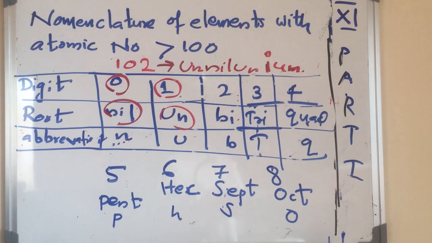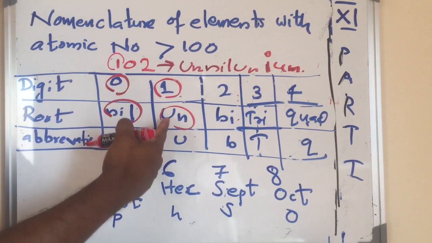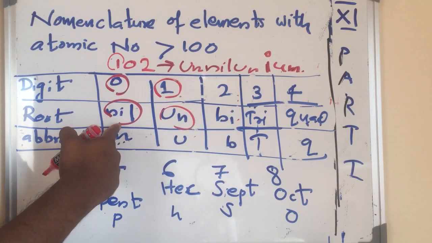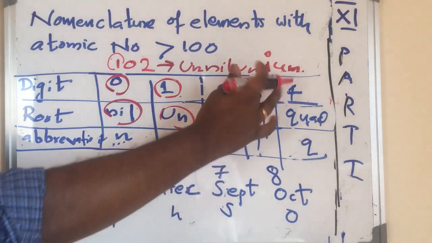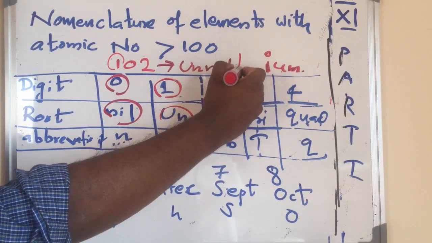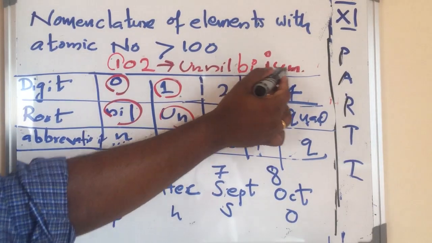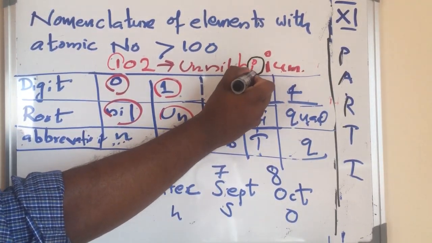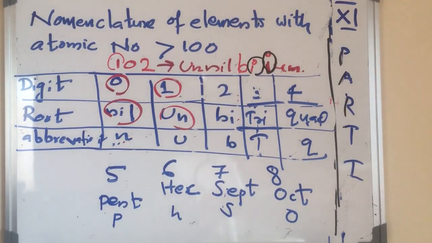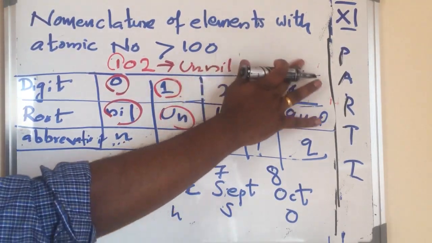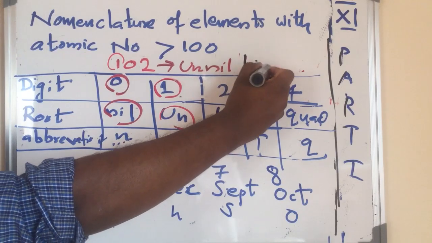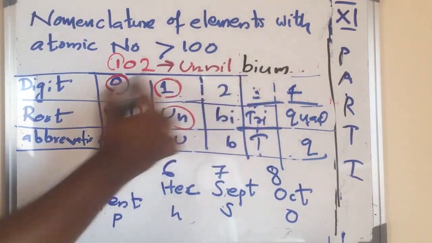And how to write the name of element 102? For 102: again for 1, un. For 0, nil. Then 2, bi. Then add ium. But here you can see already one i here and an i here. So IUPAC suggested that if two i's come together, we can leave one i. So instead of biium, we can write bium. So the name is un-nil-bium.